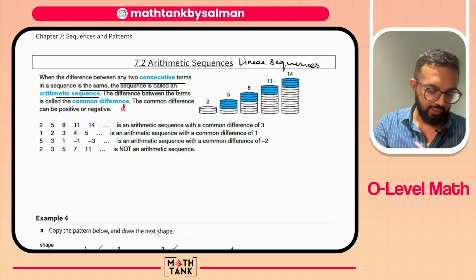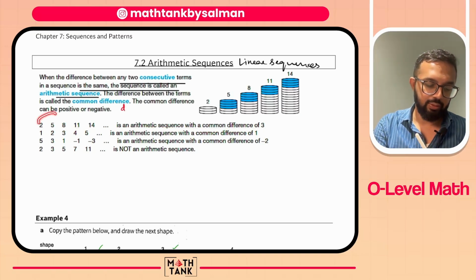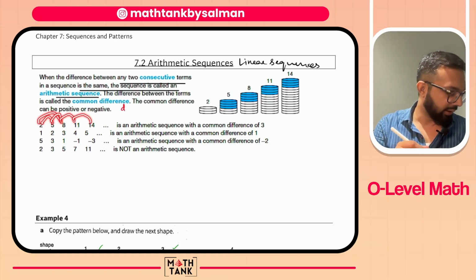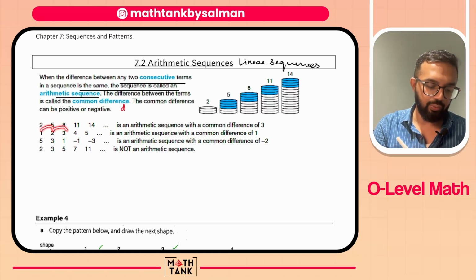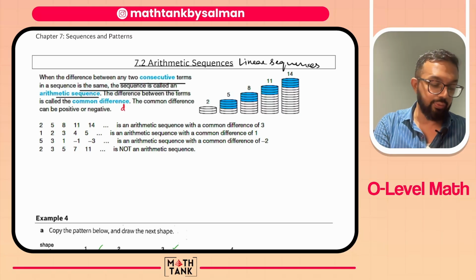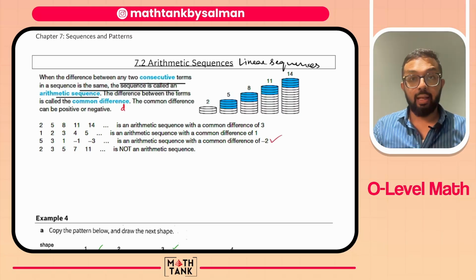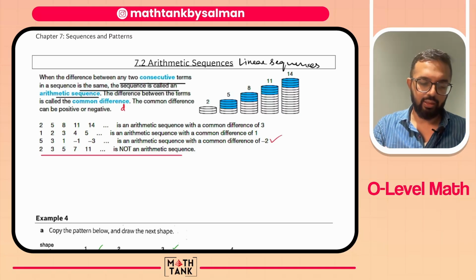So let's look at a few sequences here. This is an arithmetic sequence. Why? Because each subsequent term is three more than the previous term. So plus three, plus three, plus three, that gets you to the next term. Similarly, 1, 2, 3, 4, 5. The common difference is simply 1. So all integers are technically just arithmetic sequences. You can also have a sequence with a negative common difference where the sequence is decreasing. The last one is not an arithmetic sequence.